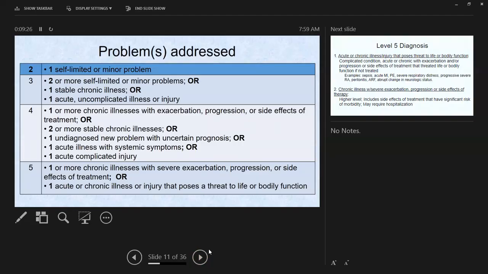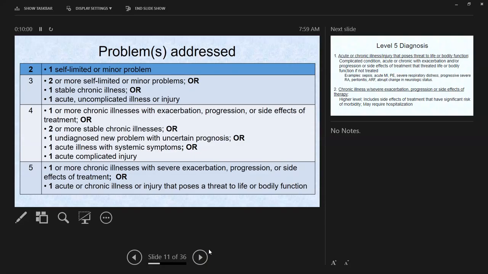A stable chronic illness is something that's going to last for more than a year or the lifetime of the patient. An acute uncomplicated illness or injury is something that may need minor treatment but should resolve completely. Let's use acute cystitis as an example. With some antibiotics, the patient should resolve completely. A level 4 problem would be a chronic illness that's worsening, or has side effects of treatment, or is just not at treatment goals. Level 4 may also be 2 or more stable chronic illnesses being addressed on that day.